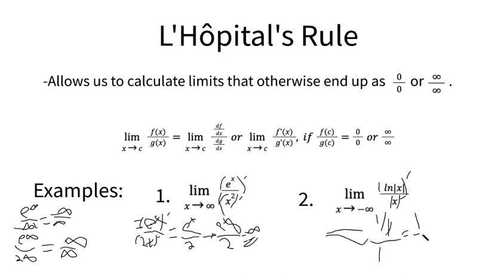Now in this example, we only had to use L'Hopital's rule once. 1 over x, and if we plug in x equals negative infinity, we get 1 over negative infinity. And that's just equal to 0. The denominator is super strong and the 1 can't beat it. So the answer is 0. Its limit approaches 0 as you go to negative infinity.